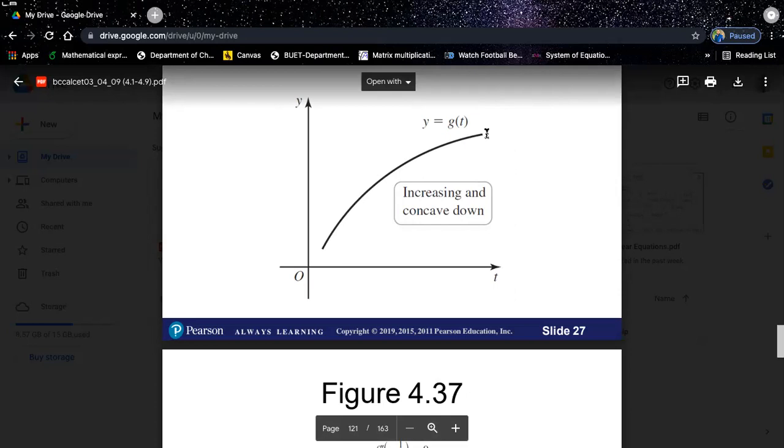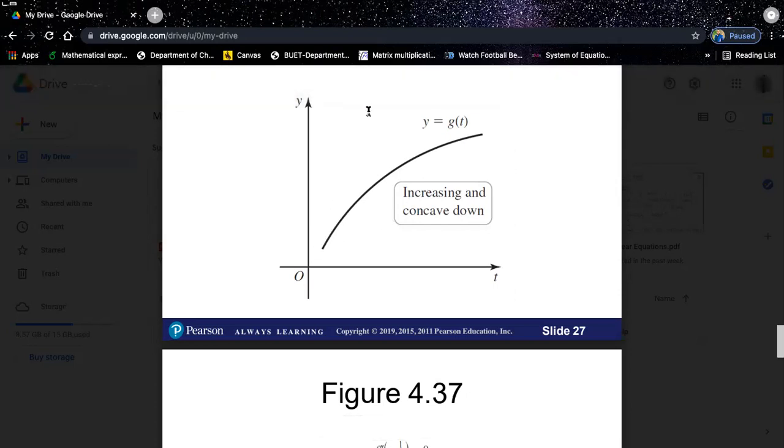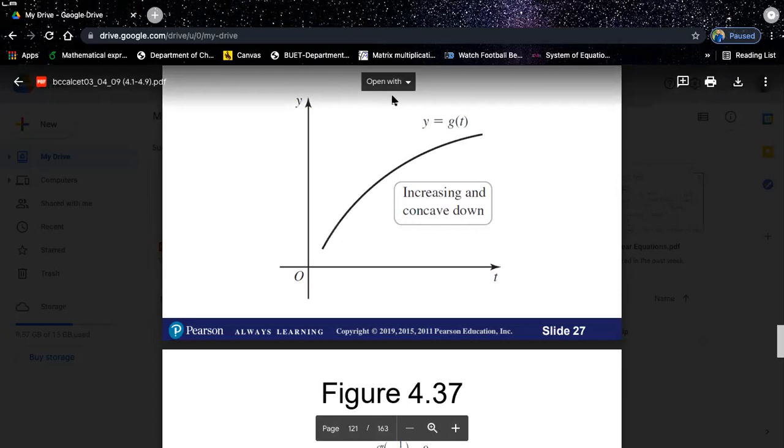Imagine a line I'm drawing here, starting from here. This line will go like this, will go like this. You can see the slope of the tangent is slowly and slowly getting decreased. Do you agree? And that's the definition of concave down.